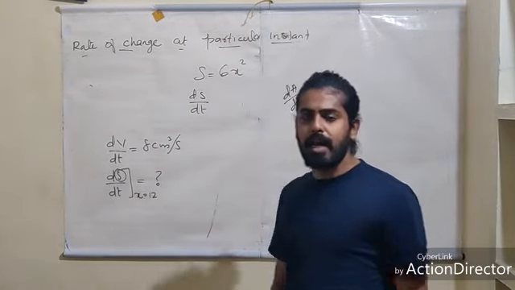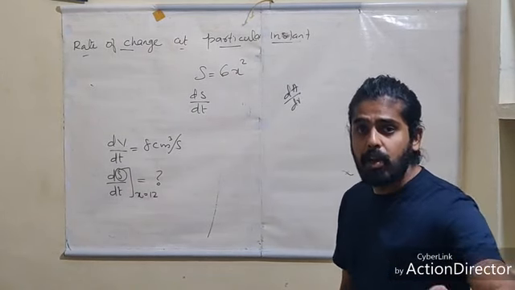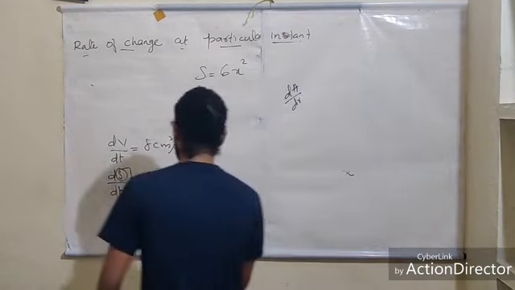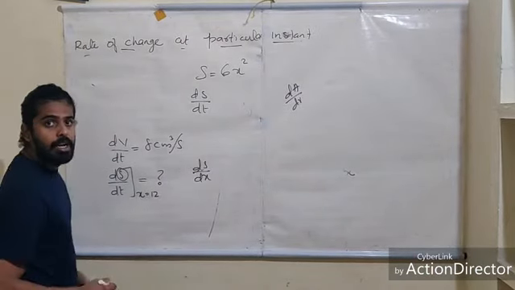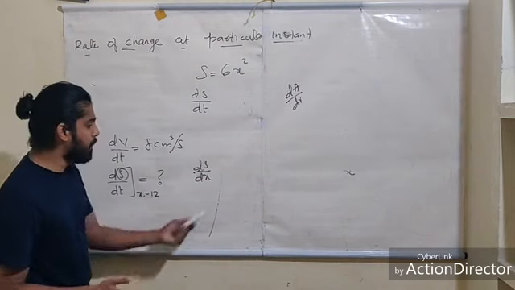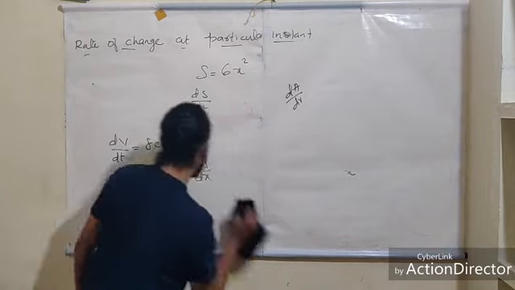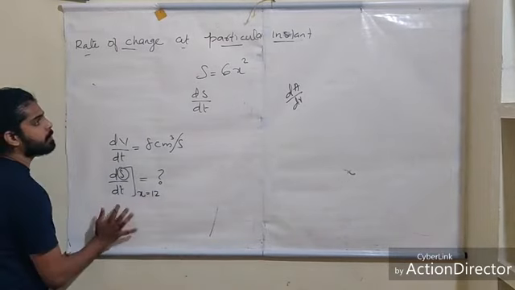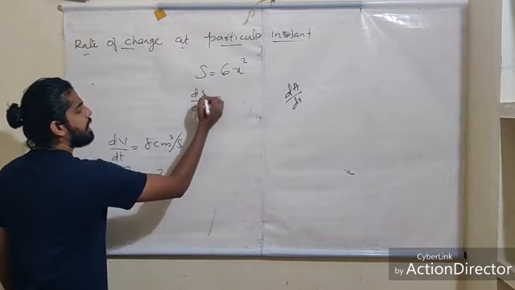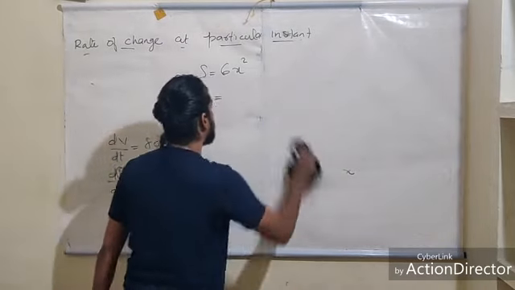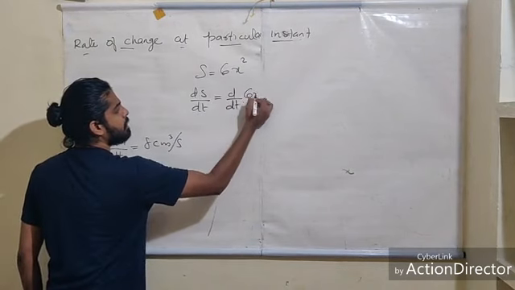If it is specified that how fast the surface area is increasing with respect to its edge length, then you have to differentiate dS by dx. If it is specified, you have to differentiate it with respect to the edge length. But here it is not specified, so I am taking it as with respect to time. So dS by dt. S is equal to 6x square. You have to find dS by dt.